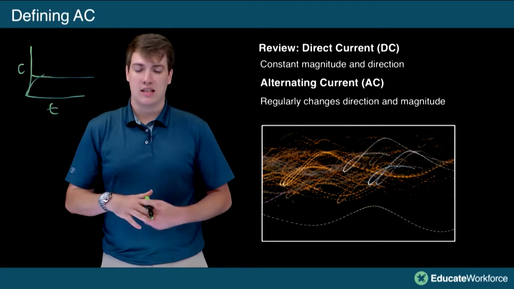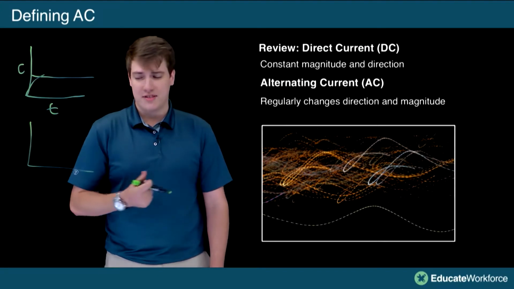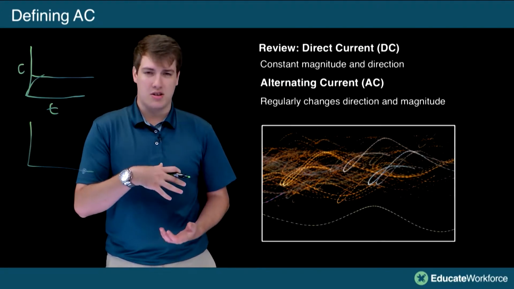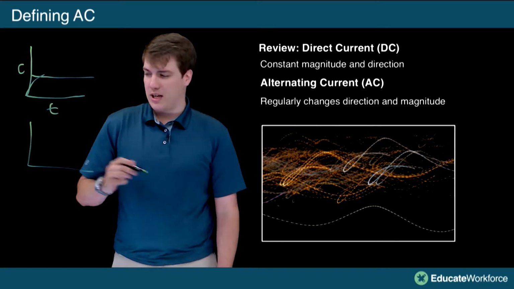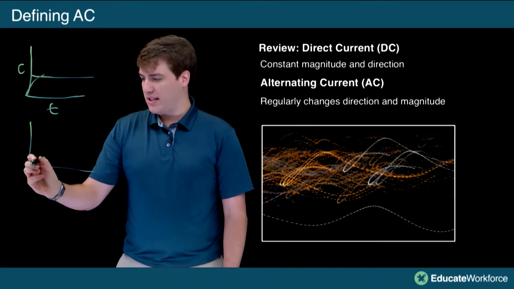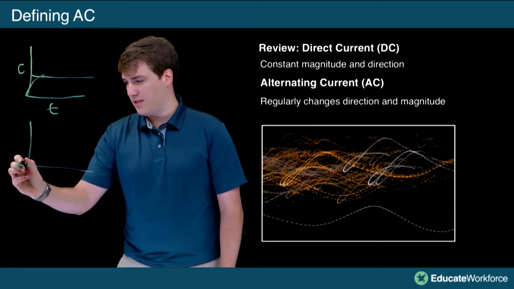With AC, we actually have a different waveform. You can kind of see it here in this image. This is a long exposure of city lights over time, but this waveform, especially the one down at the bottom, is very close to what our AC circuit or AC current would look like. And so let's say this is 0.